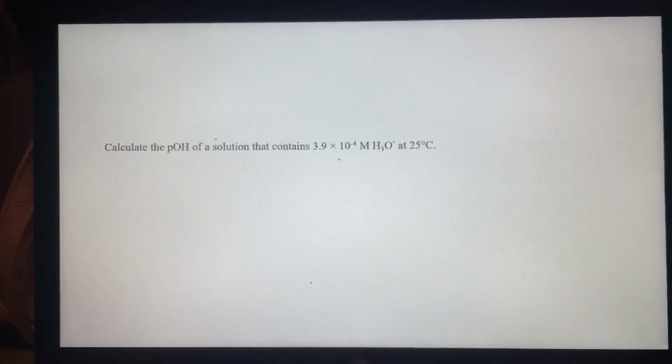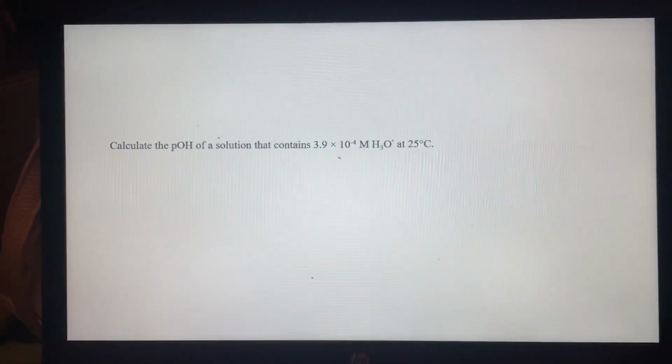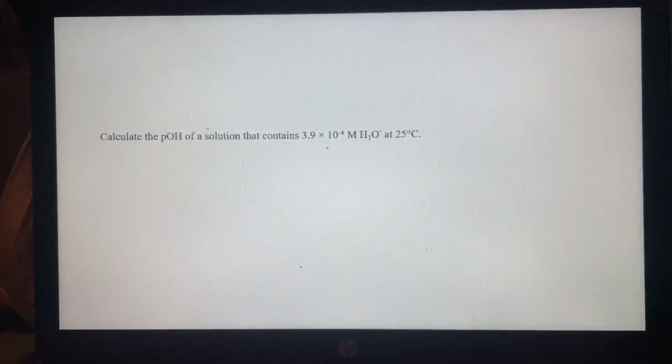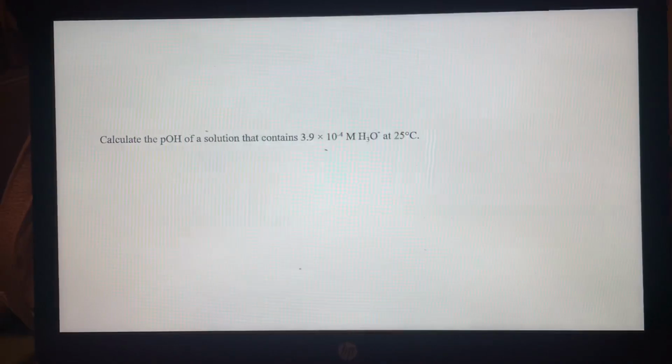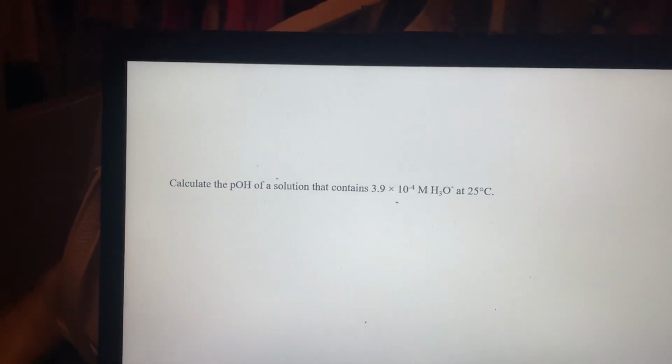So my question wants us to calculate the pOH of a solution that contains 3.9 times 10 to the negative fourth molarity of H3O+ at 25 degrees Celsius.